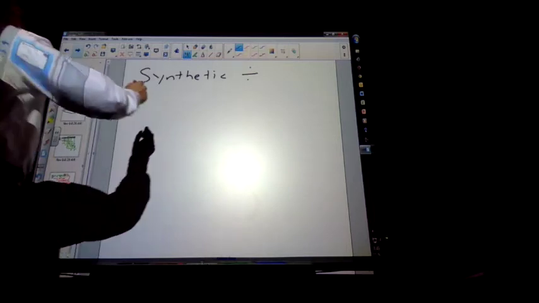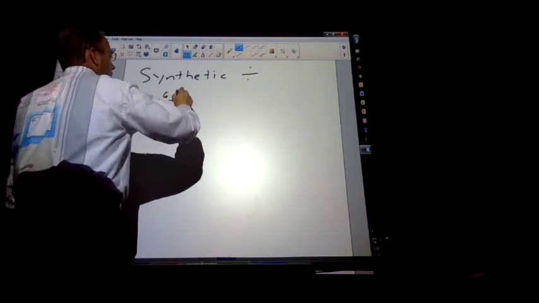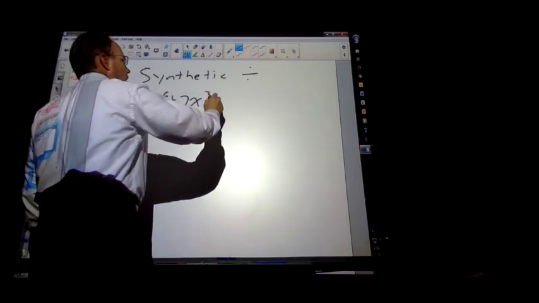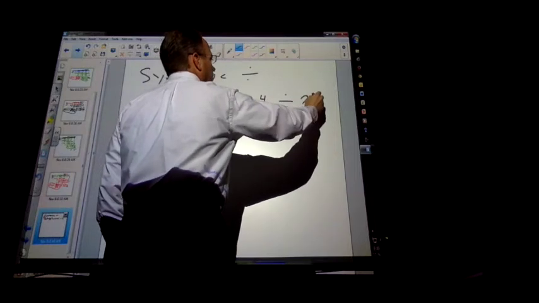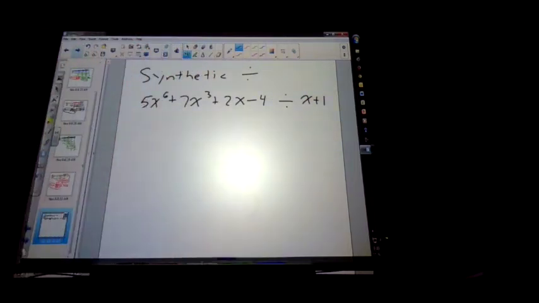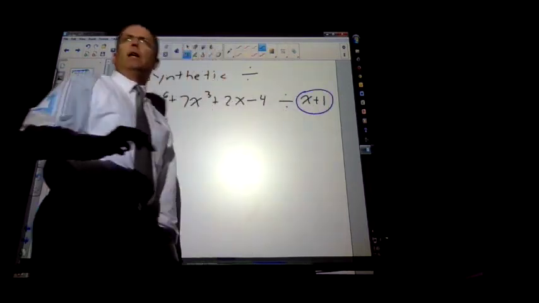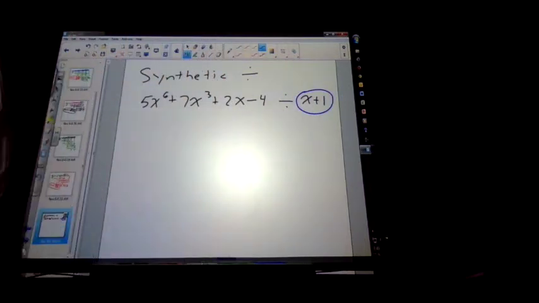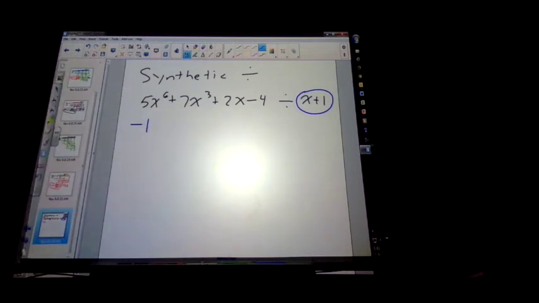Let's say we had 5x to the 6th plus 7x to the 3rd plus 2x minus 4 divided by x plus 1. Still with me? Okay, so this is what we're going to do. Don't turn away. You're going to see this right away. If I were to set that equal to 0, what would x equal? Negative 1. Is everyone okay with that? That's what I'm going to divide by. Doesn't seem too bad so far, does it?